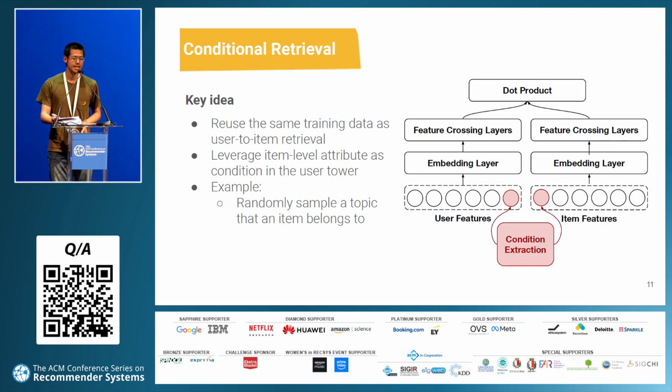So one extension to this idea is that we can reuse the same training data as the generic user-to-item retrieval, but use item-level attributes to generate a proxy condition as the input to the user tower. Take topic conditional retrieval, for example. At Pinterest, we have an item-to-topic signal, which is a one-to-many mapping. In this case, we can just sample from the signal and get an approximated topic as a condition to the user side.